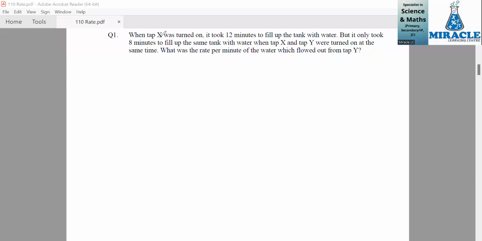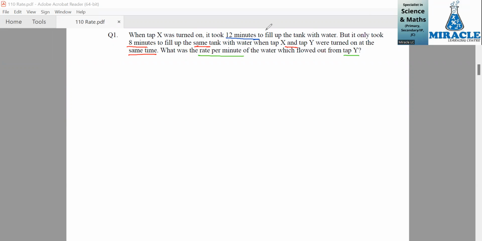Question 1. When tap X was turned on, it took 12 minutes to fill up the tank with water, but it only took 8 minutes to fill up the same tank with water when tap X and tap Y were turned on at the same time. What was the rate per minute of the water which flowed out from tap Y?